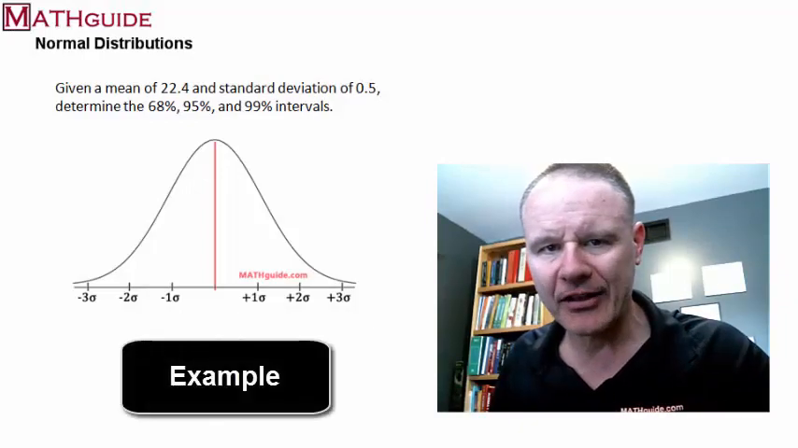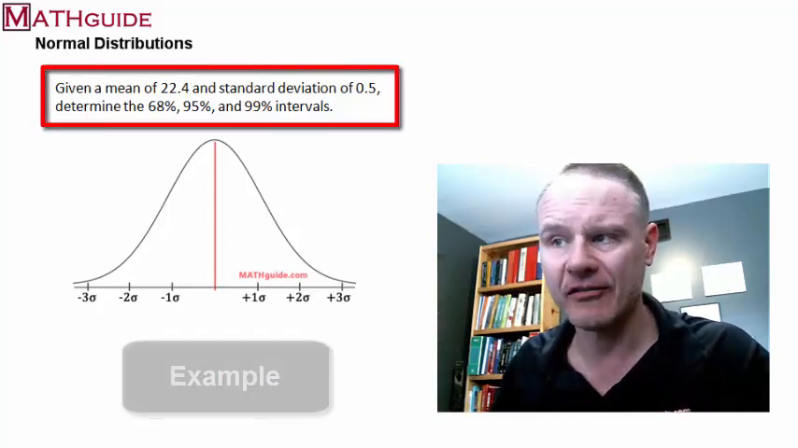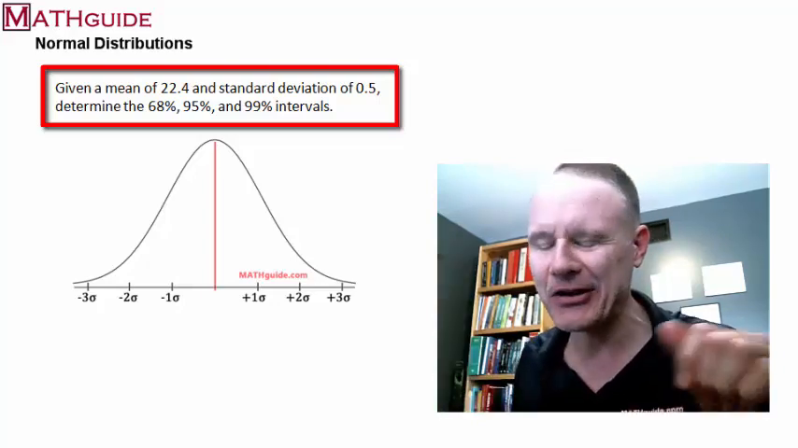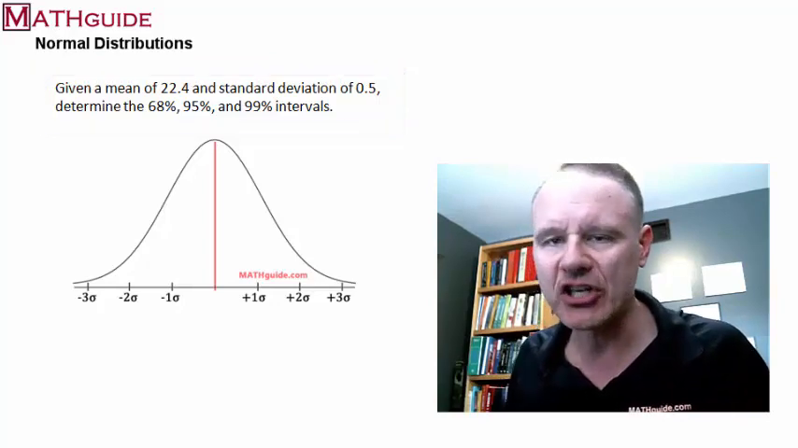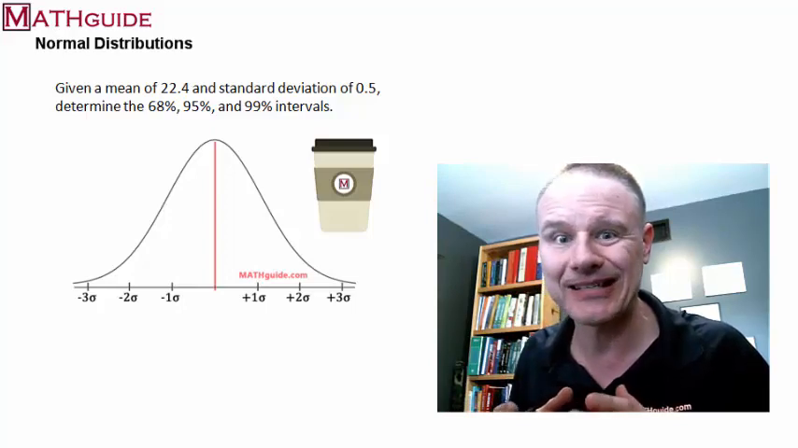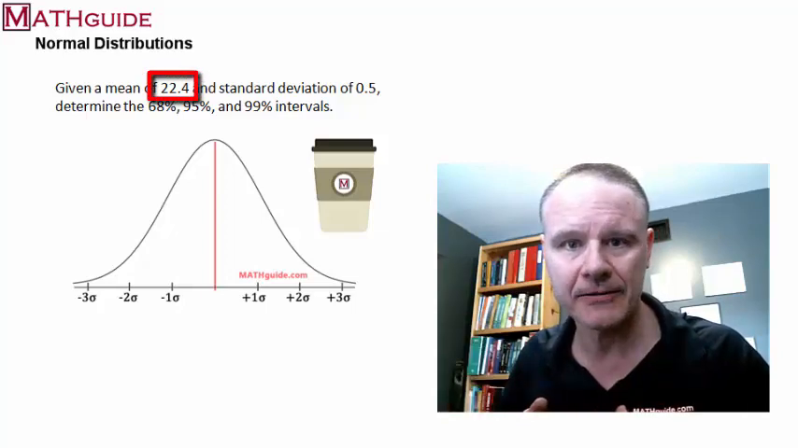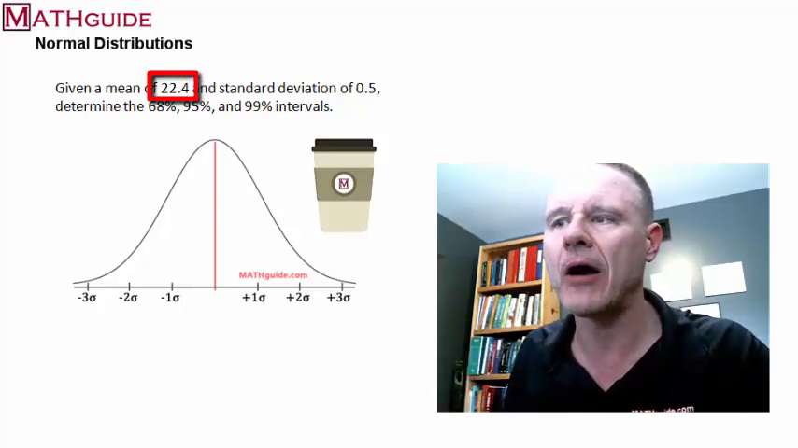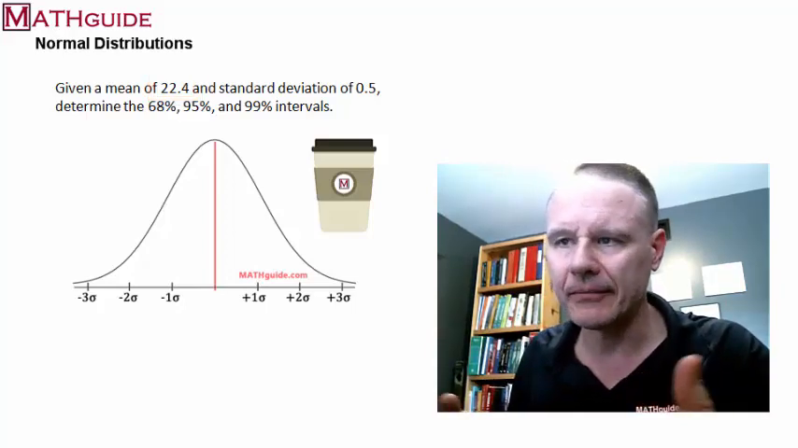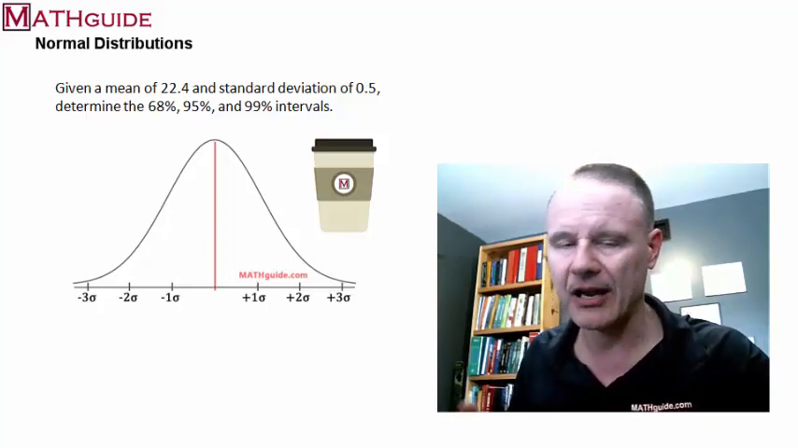So the only way you understand these problems is to take a look at an example. Given a mean of 22.4 and a standard deviation of 0.5, determine the 68%, 95%, and 99% intervals. Like, for instance, let's say we have a machine that dispenses coffee, and the machine dispenses a cup of coffee on average that has 22.4 ounces. What we want to do is figure out what the spread in data looks like. And in doing that, you could find the interval for the 68%, 95%, and 99%. Okay, and I'm going to talk about what that means.